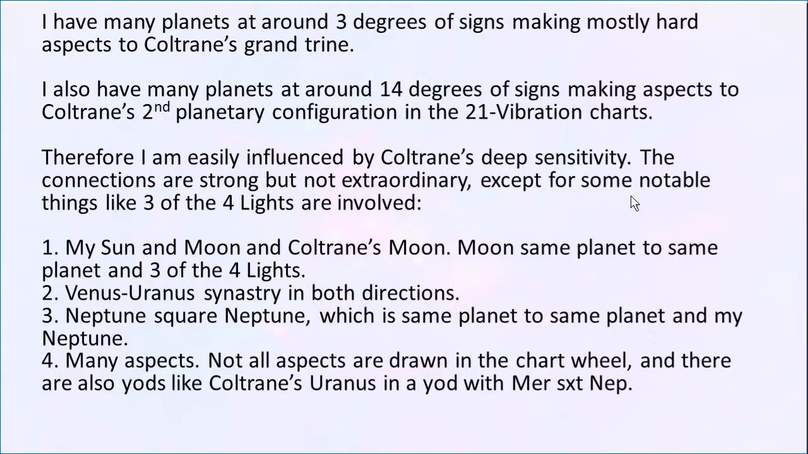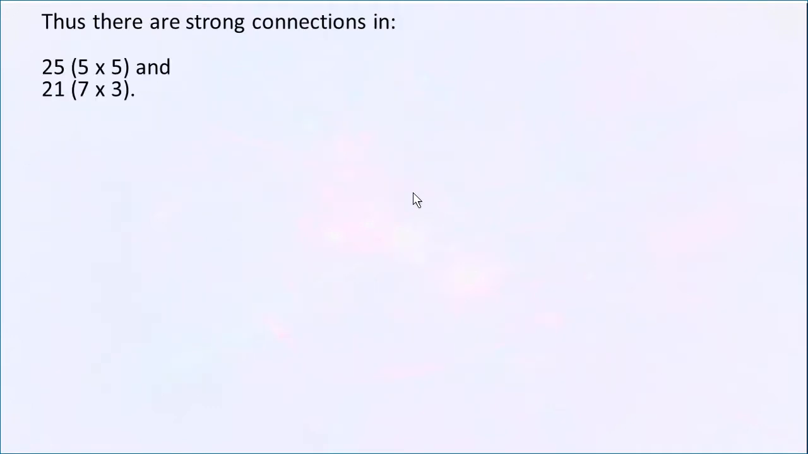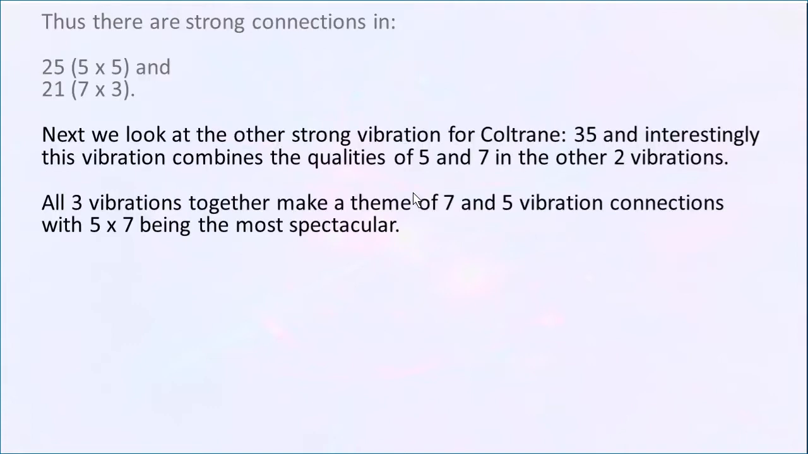Now, we get into this next thing, but let's review before we get to the final connections between our charts, which is really amazing. But let's review first. I have many planets around 3 degrees of signs, making aspects to his chart. Okay, I think we've gone over all this. My Sun and Moon to his Moon. We went through all this. Neptune. Okay, that's all discussed already. So we have strong connections in 25 vibration, which we discussed in the previous video in this series. Strong connections in 21 vibration.